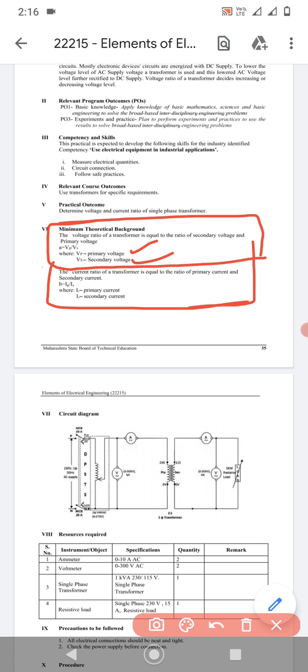Current ratio is calculated by using the formula B is equal to Ip upon Is, where Ip is the primary current and Is is the secondary current.